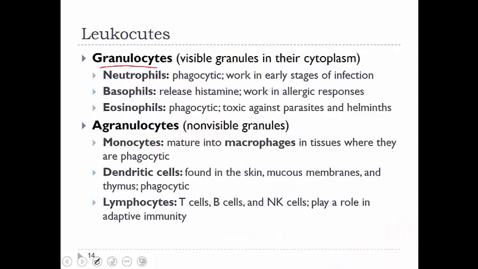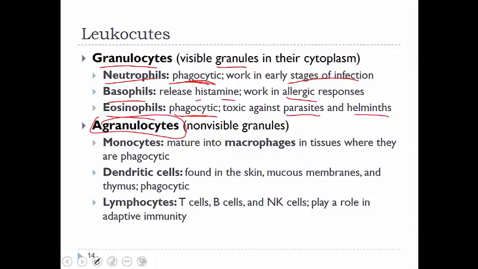Now we have granulocytes, which are named literally because if I look at them in a microscope, I can see granules in their cytoplasm. Those are the neutrophils, the basophils, and eosinophils. Neutrophils are phagocytotic, and they're important in the early stages of infection. Basophils release histamine, and they work in allergic responses. The eosinophils, again, are phagocytotic, and they're important for parasites and helminths.